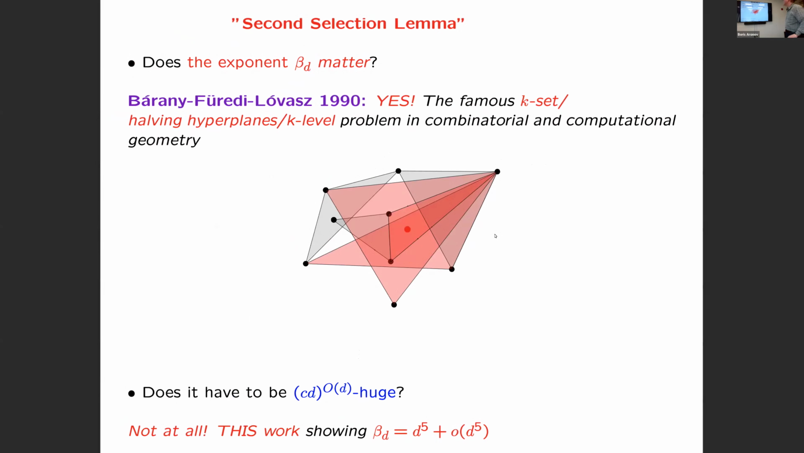Yes, it's all right. So several questions are in order. Does this selection exponent matter?